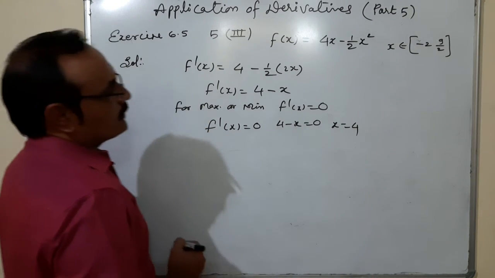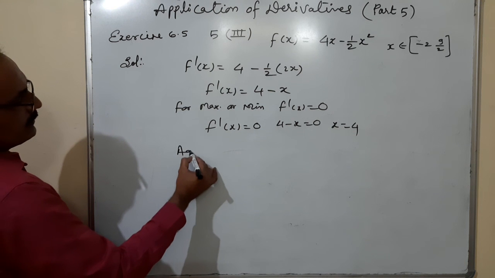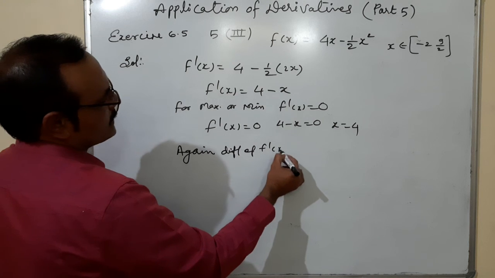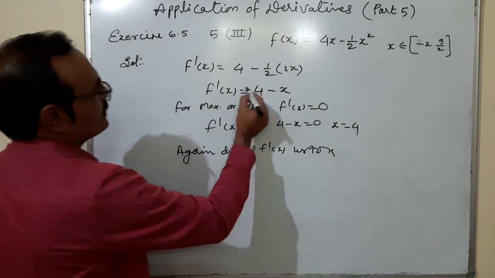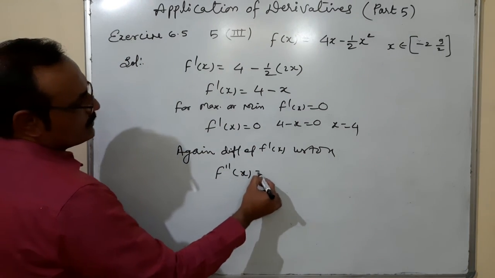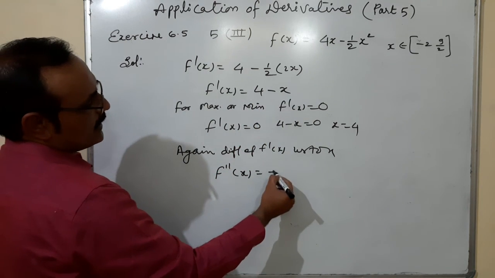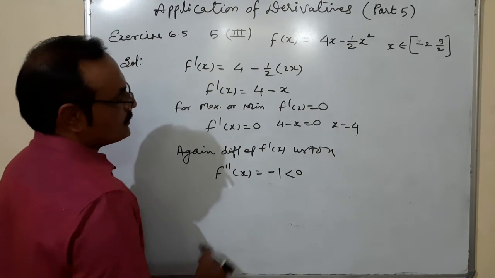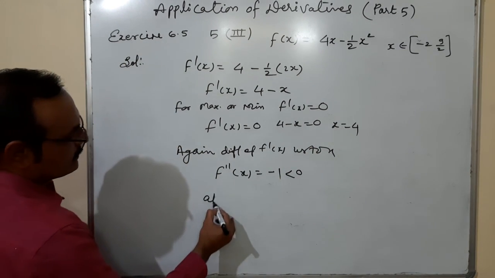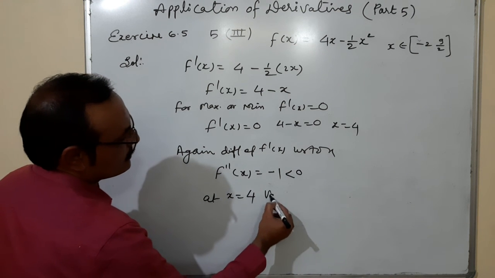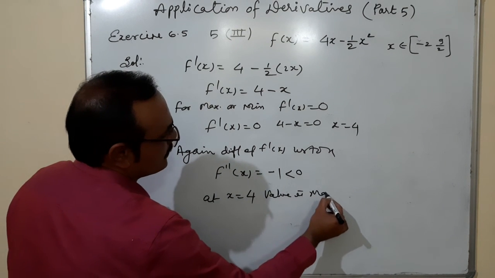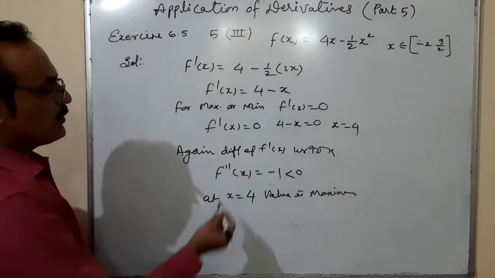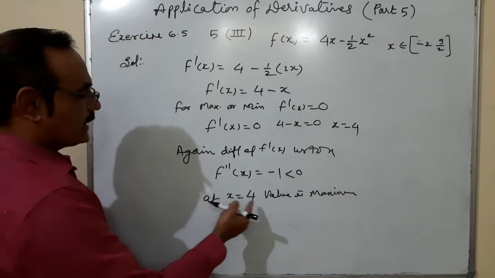Okay, now what should be done? Again differentiate f dash x with respect to x. So f double dash x is equal to 0 minus 1, that is minus 1. And this minus sign shows minus 1 is less than 0. That means at x is equal to 4 the value is maximum, because the second derivative is negative.